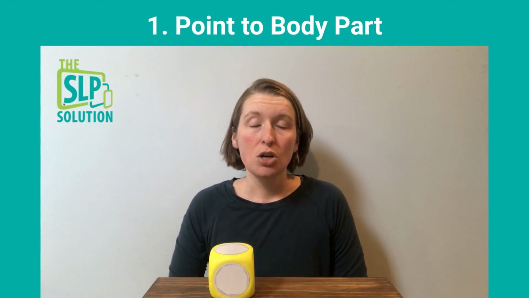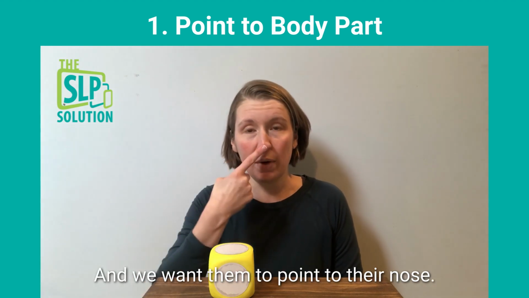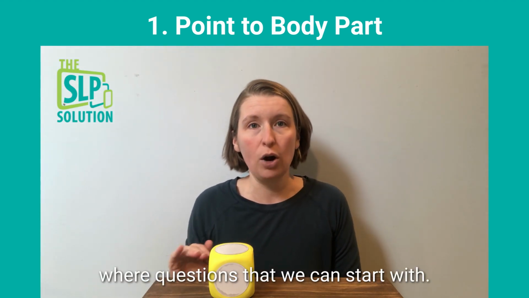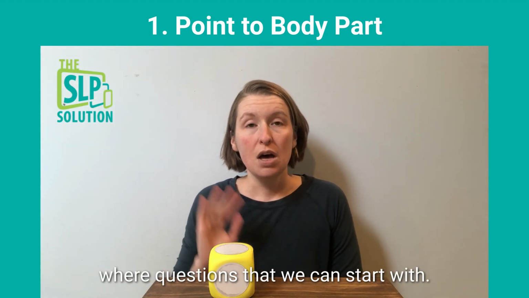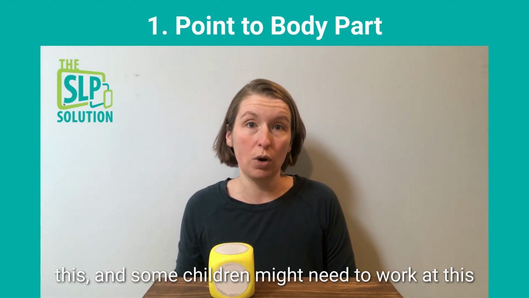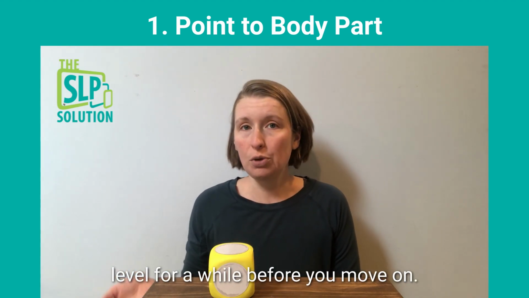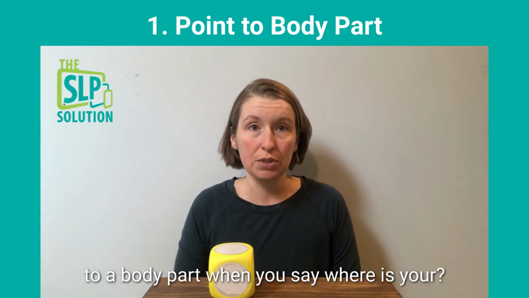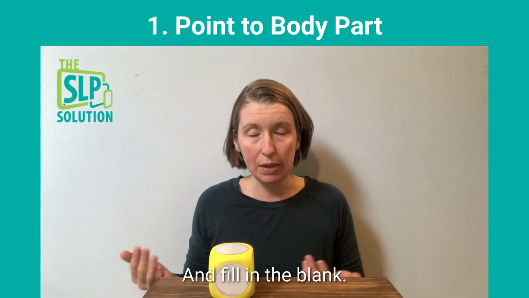say where. So we would say, where's your nose? And we want them to point to their nose. So this is the simplest level of where questions that we can start with. Some children might be able to just fly right through this, and some children might need to work at this level for a while before you move on. But step 1 is going to be having them point to a body part when you say, where is your, and fill in the blank.